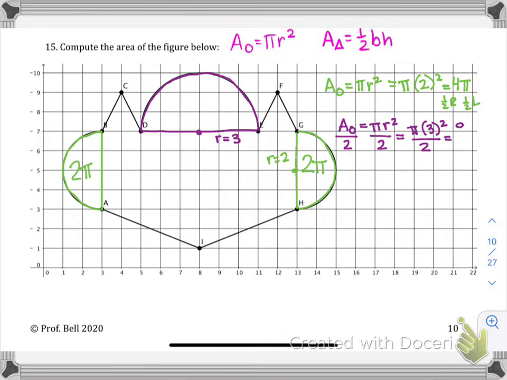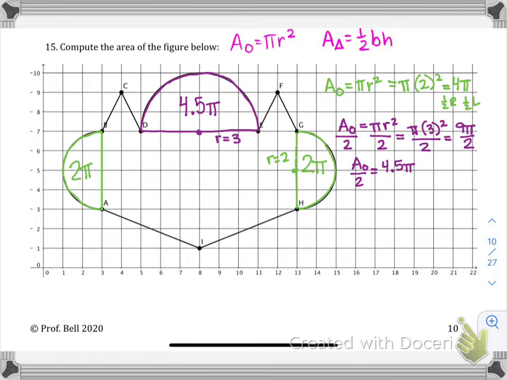That means we have 9 pi over 2. So the area of the circle over 2, or half of the circle, is 4.5 pi. So inside of there, I'm going to write that the area of that semicircle is 4.5 pi.